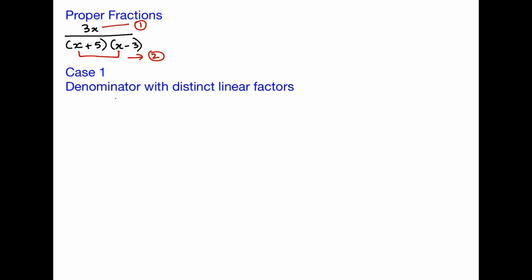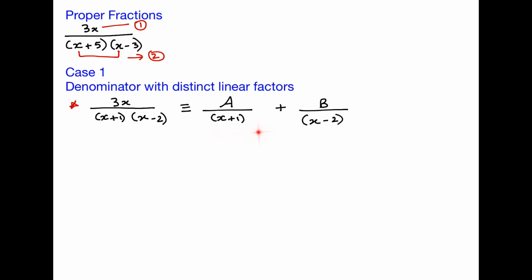Case 1, denominator with distinct linear factors. Now here you notice that you have two factors. The standard result is going to be A over x plus 1 plus B over x minus 2, where A and B are constants that need to be found.